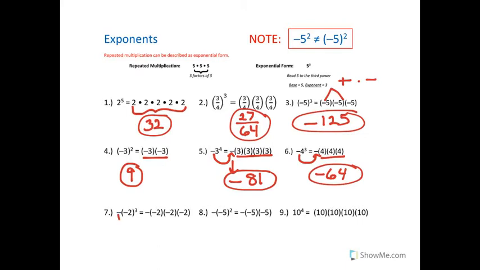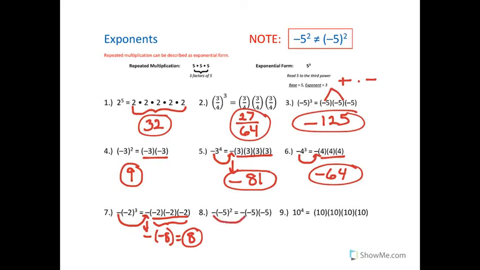Bring down your negative, not ready to use it, and now you've got -2 in parentheses, 3 factors of them. So bring this down, negative, and the -2 times -2 times -2 is a -8. And that's going to equal a positive 8. The opposite of a -8, or -1 times a -8, positive 8.